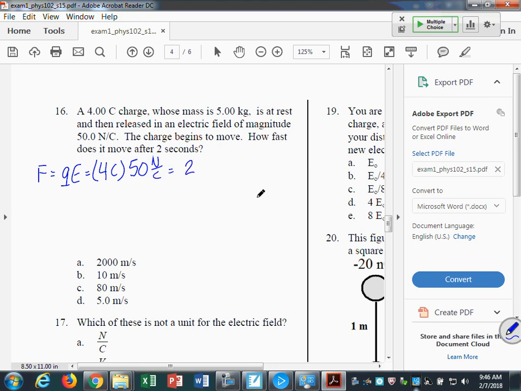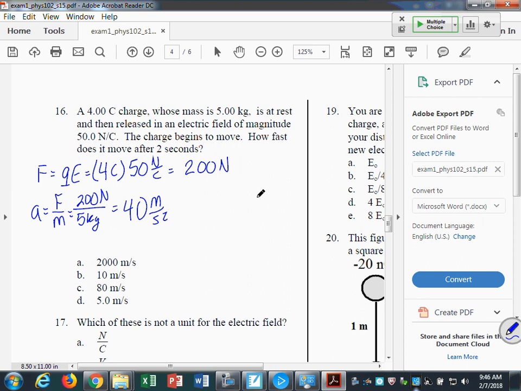So that's going to be 200 newtons. So this charge has 200 newtons acting upon it. And then I want to find the acceleration from Newton's second law. That's a is equal to F over m, right? F equals ma. So that's 200 newtons divided by the mass, which is 5 kilograms. And then that's going to be equal to 40 meters per second squared.